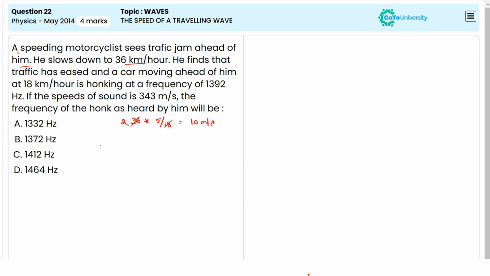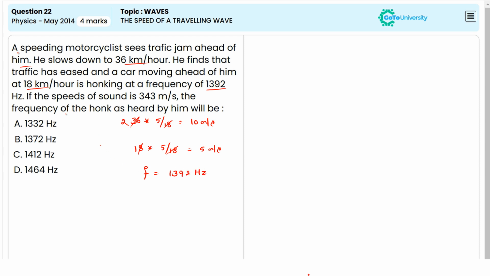He finds that the traffic has eased and a car is moving ahead of him at 18 kilometers per hour. Then we need to convert this also to meters per second. 18 into 5 by 18, that is equal to 5 meters per second. He's honking at a frequency of 1392, that is the frequency F is equal to 1392 hertz.